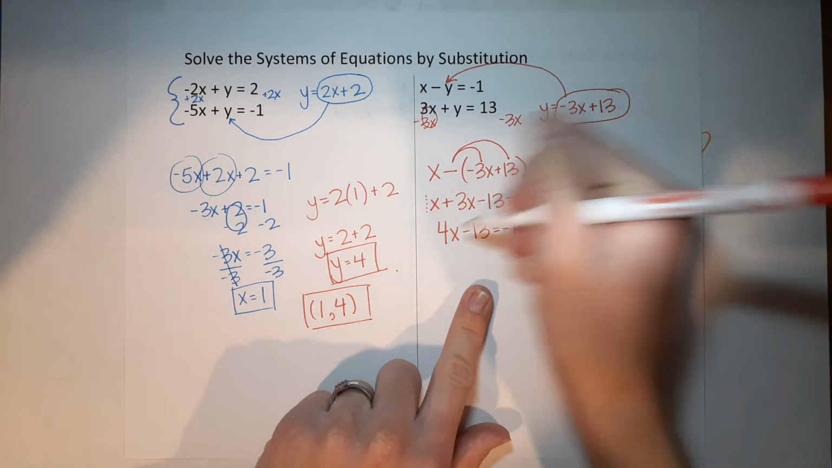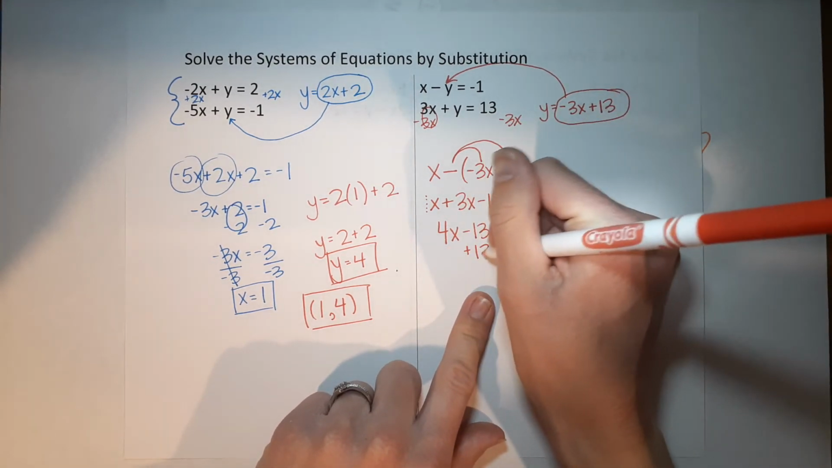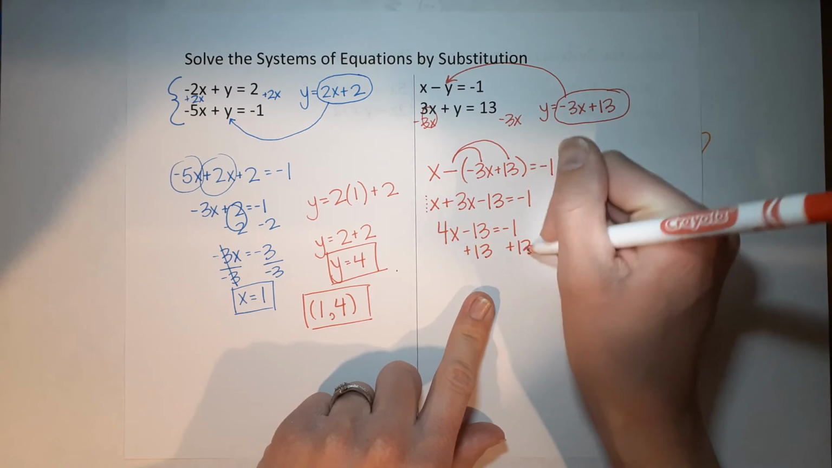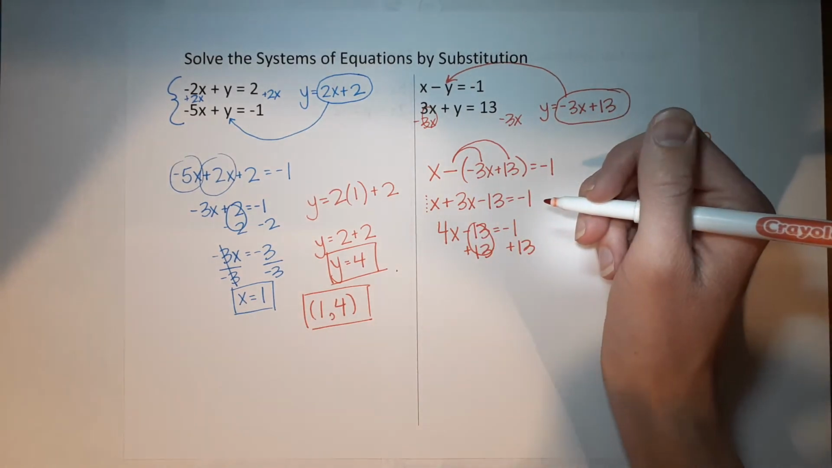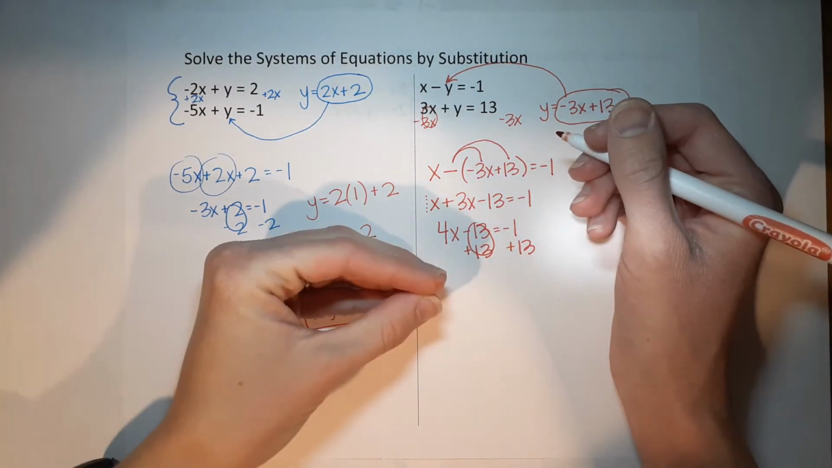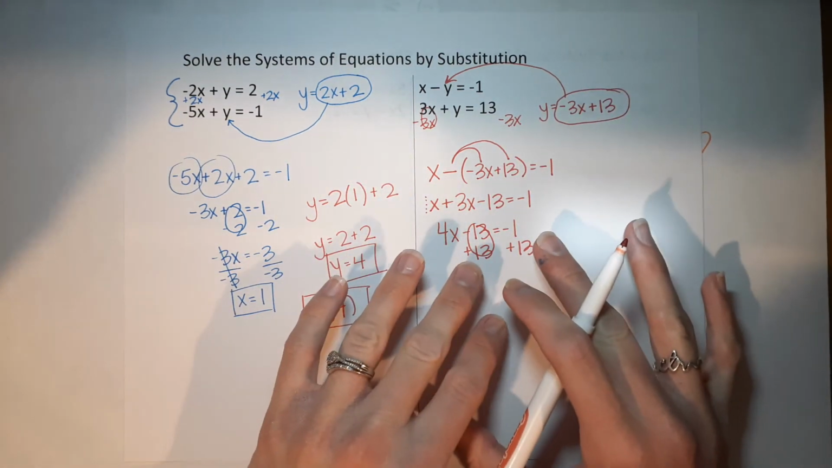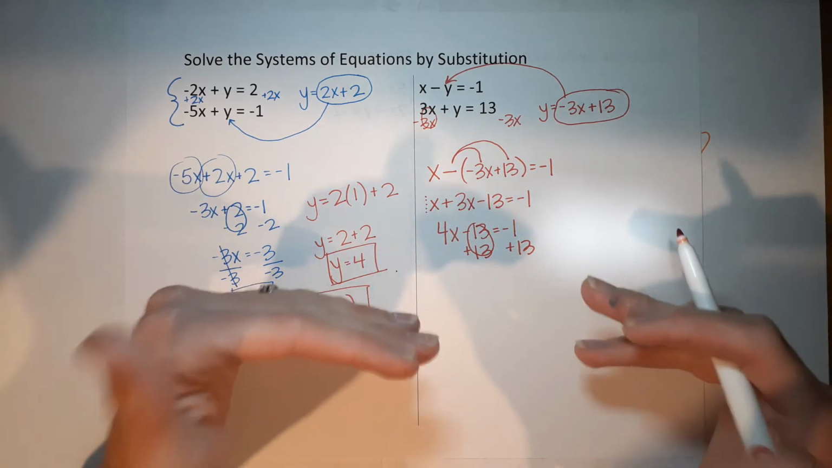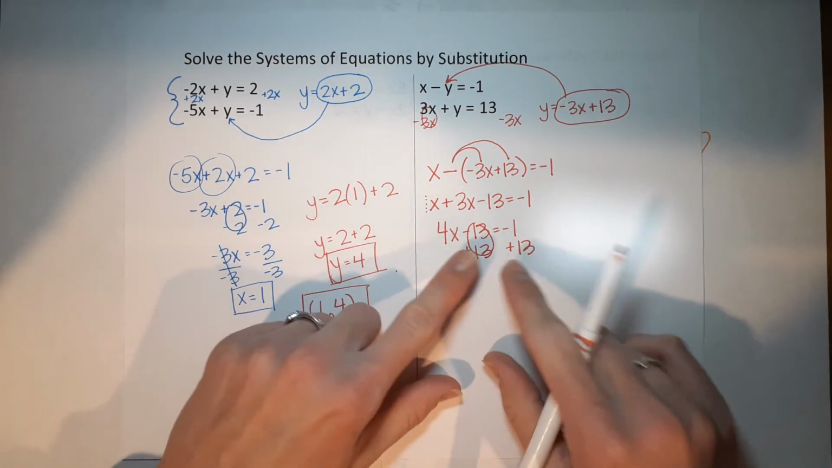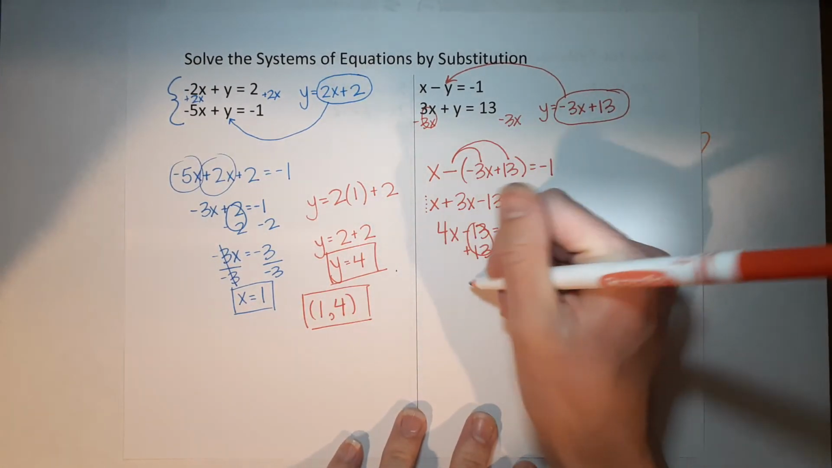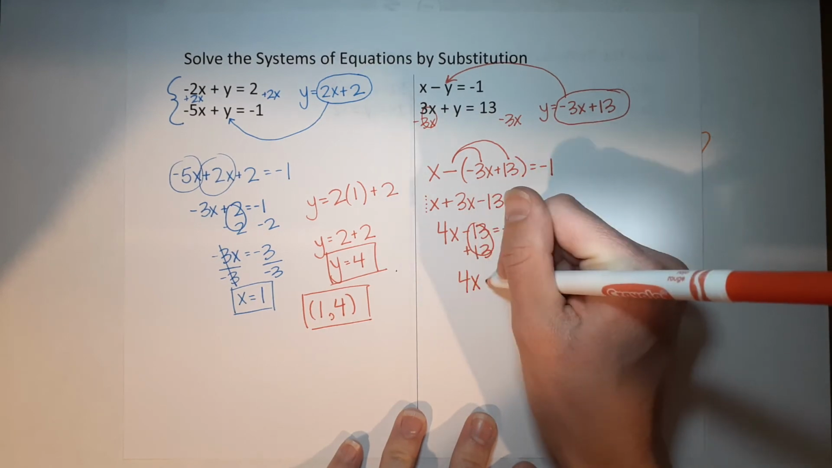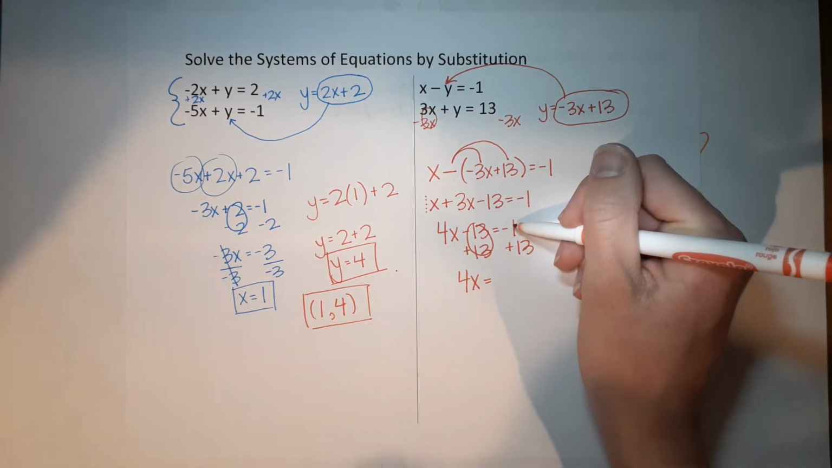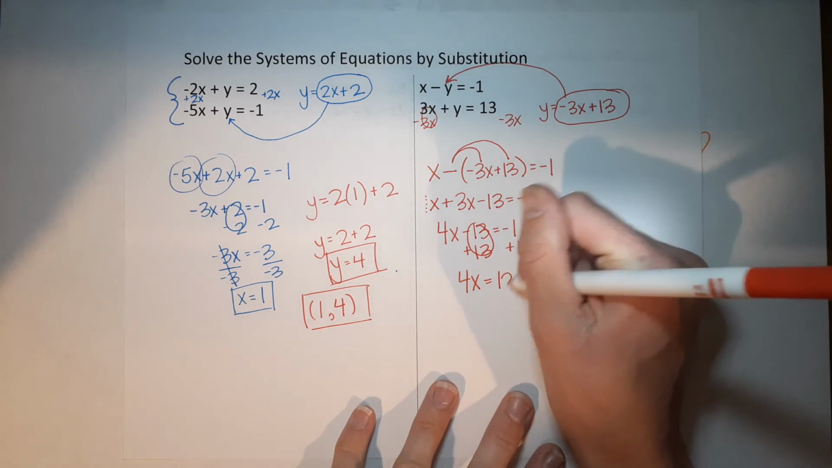Okay, I'm trying to get this x all alone, so I'm going to add 13 to both sides. Remember, I can add, subtract, multiply, divide, whatever I want as long as I do it to both sides, but I'm going to pick things that make my equation do what I want it to, okay? So adding 13 to both sides gets this 4x all alone here equals negative 1 plus 13 gives me 12.